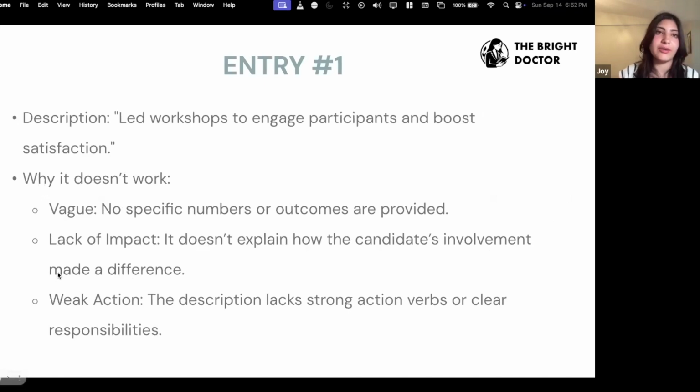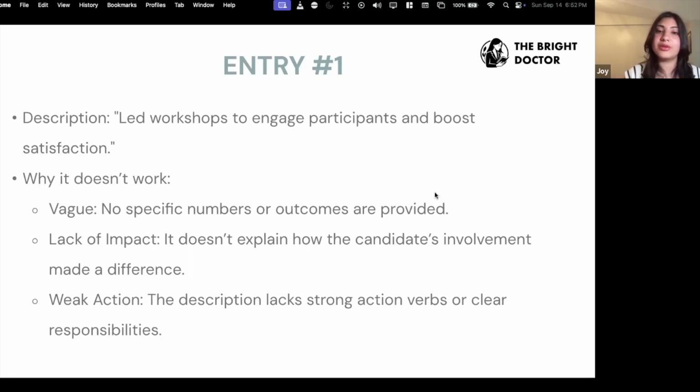The description that we have here is: led workshops to engage participants and boost satisfaction. So, at first glance, it may seem like you said what you did and what the outcome was, but it's very vague. And again, think of the reviewers' perspectives. They are reading thousands of applications. This does not stand out in any way, shape, or form. It tells them what you did, and maybe if it was in a conversation, it would be fine, but not in an application for medical school.